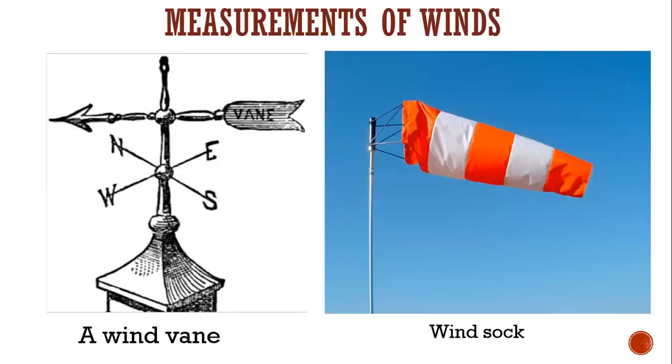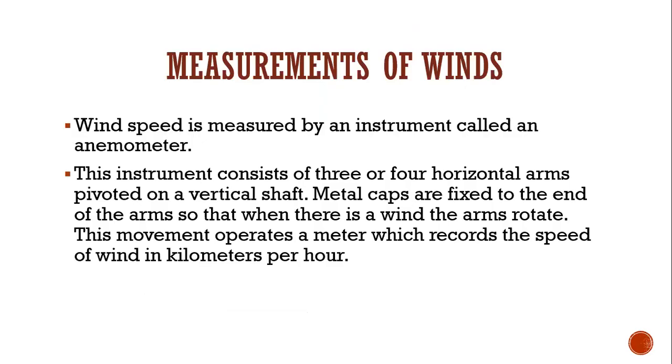These are just diagrams that show these two instruments which I've discussed, which measure wind direction: the wind vane, as you can see there, and the wind sock. So all these are used to measure the direction of wind. Now, wind speed is also a criterion when measuring the wind. Wind speed is measured by an instrument called the anemometer.